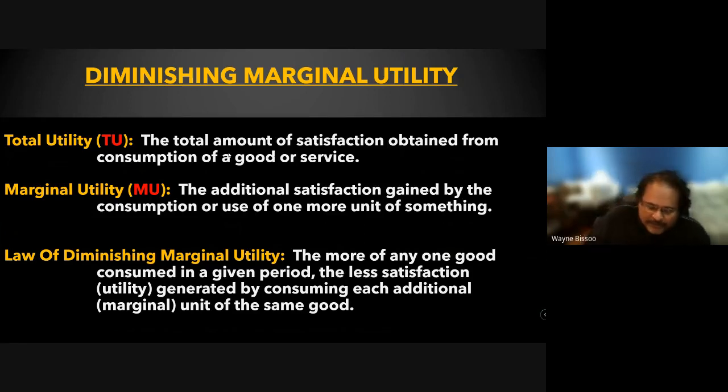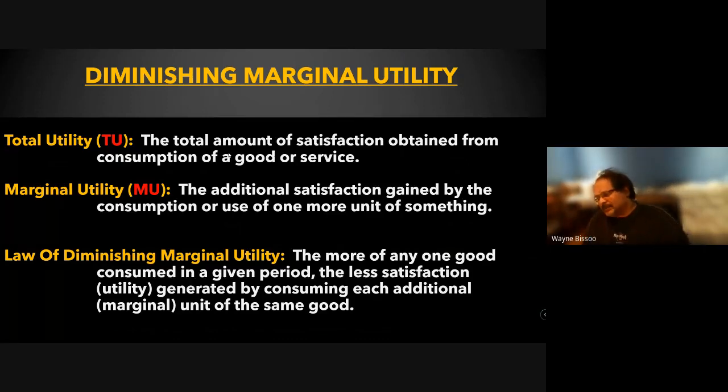Now, marginal utility measures the additional satisfaction gained by the consumption or use of one more unit of something. That simply means how much more satisfaction or less satisfaction did I feel when I increased my consumption by one more unit of the item. And that change is going to be critical and important. That then brings us into the first law that we're going to look at here, the law of diminishing marginal utility, which says that the more of any one good consumed in a given period, the less satisfaction or utility generated by consuming each additional marginal unit of the same good.